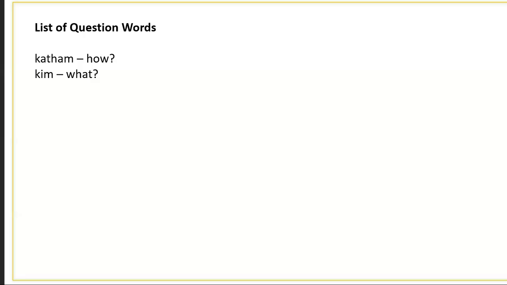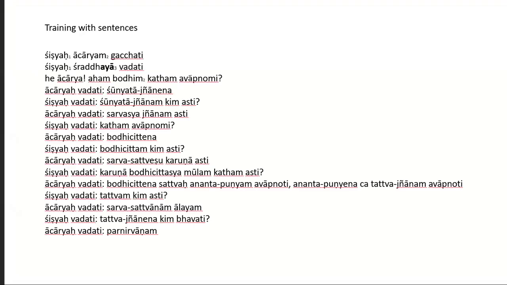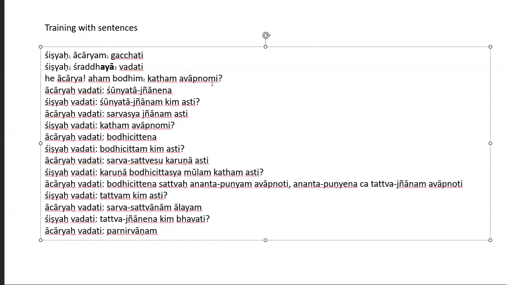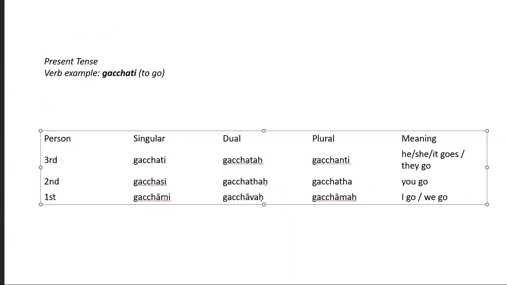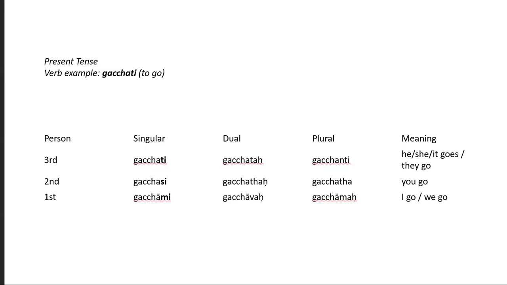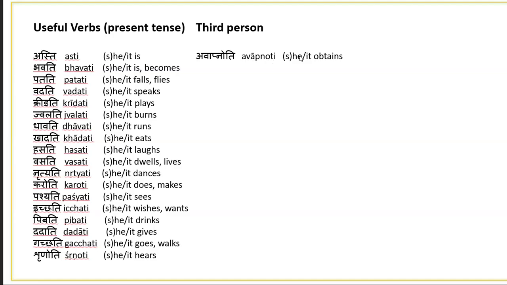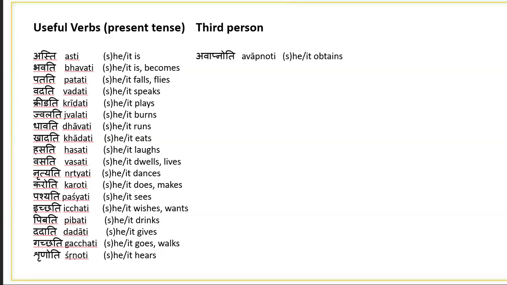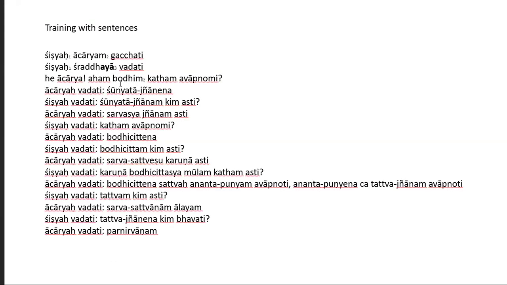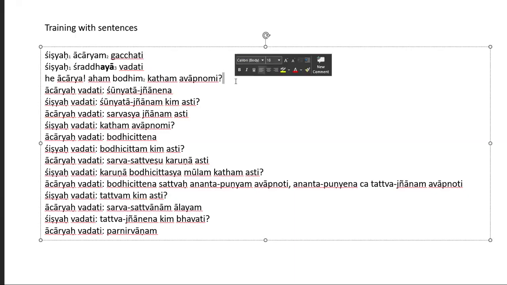And then we had in the sentence the verb avapnomi. Those who have been paying close attention will see that the mi ending is not the same as the di ending. Avapnomi, you would therefore know, is related to gachami. So you would be learning these endings as well. And wherever you see the mi ending in a verb, you will know, this is me, right? And avapnomi, if you don't know the verb, you would go to your verb list. Avapnoti, he, she, it obtains or attains. Avapnomi therefore means I attain. He Acharya, aham bodhim gatam avapnomi. Now, would someone like to translate?